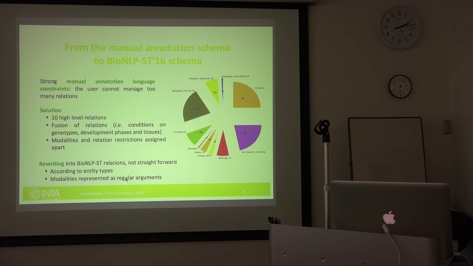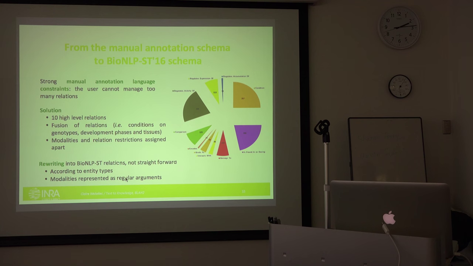So what we did is to select 12 high-level relations by merging some of these relations in a new relation called condition. And modalities and relation restrictions were assigned as a part of the relation. So that the biologists in the editor screen just have to select among 12 of these relations, and not among 116 of these relations. But then to rewrite the results of the manual annotation into a BioNLP-ST representation, it was not that straightforward.